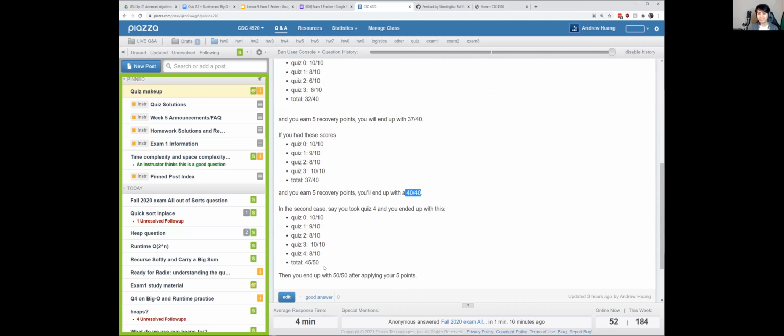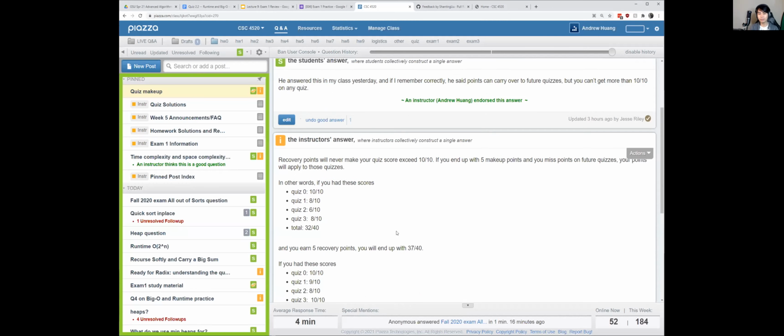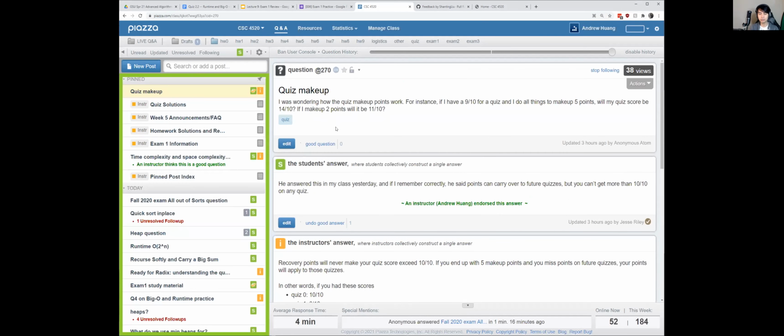But later on, your points can actually be applied to future quizzes. So even if you earn points right now and they don't apply because you've already been doing really well in the quizzes, they apply in the future. Okay, if you have any questions or if you need the details of this, just go to the pinned post on Piazza. Should help you out.